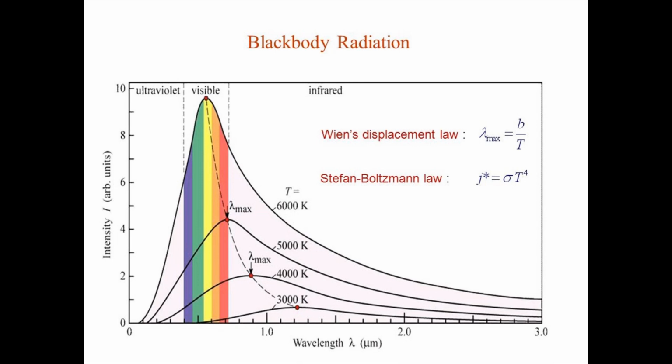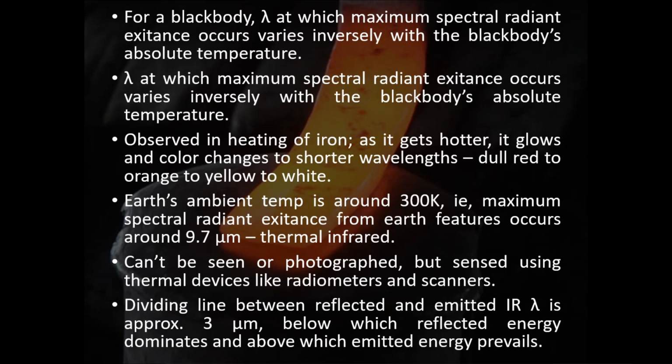These two basic laws we saw already: lambda max is equal to B by T, and M was equal to sigma into T power 4. Wien's displacement law and Stefan-Boltzmann's law. This is basically observed in the heating of iron, as we discussed earlier. As it gets hotter, it glows and the color changes to shorter wavelengths, from dull red to orange to yellow to white, right?